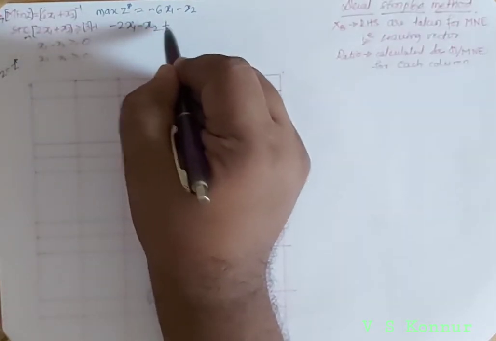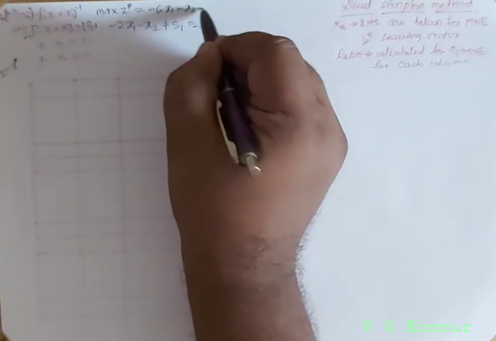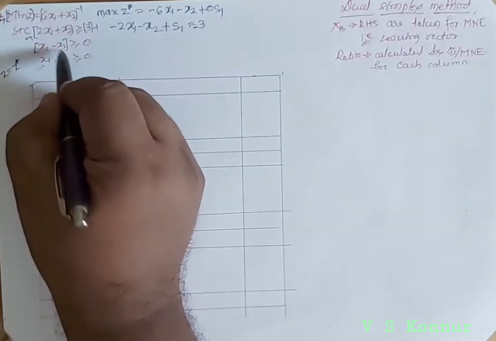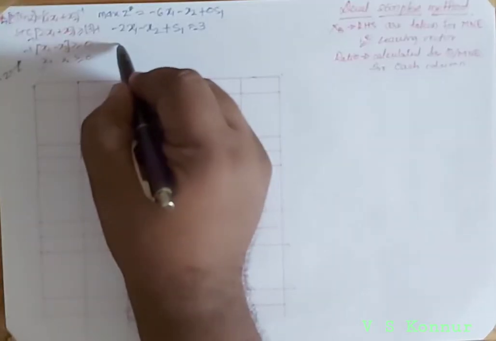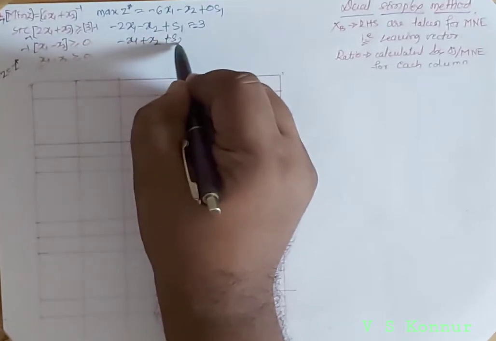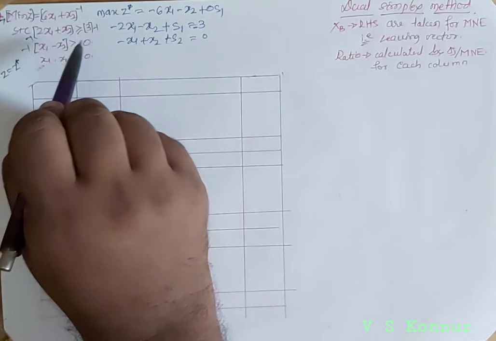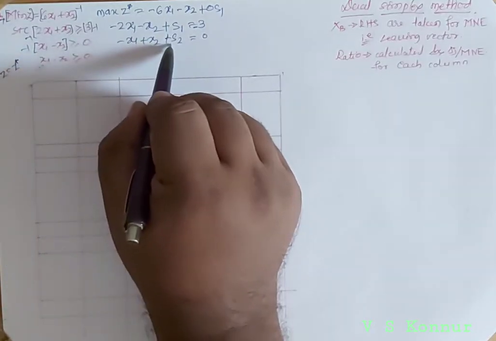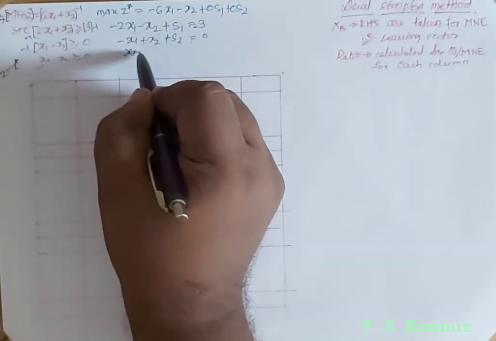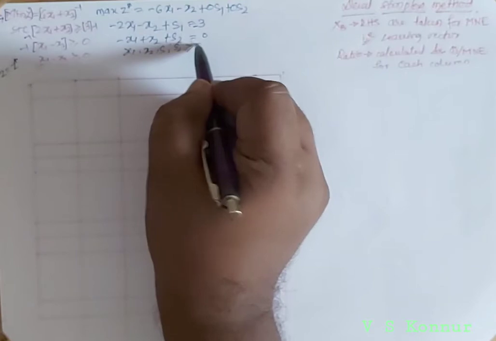Because of that, I will add here s1: minus 2x1 minus x2 plus 0 s1 equal to minus 3. Same, multiplying by -1 on both sides, so it is 0. So minus x1 plus x2 plus s2 is equal to 0, because greater than or equal to changes into less than or equal to. Because of that, I added s2. Now x1, x2, s1, s2 are greater than or equal to 0.